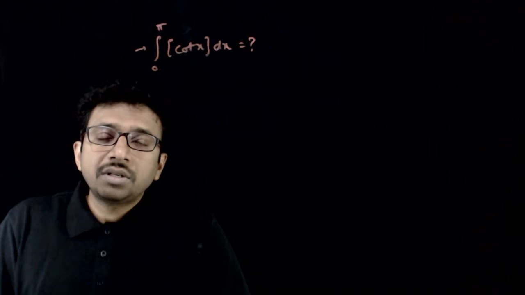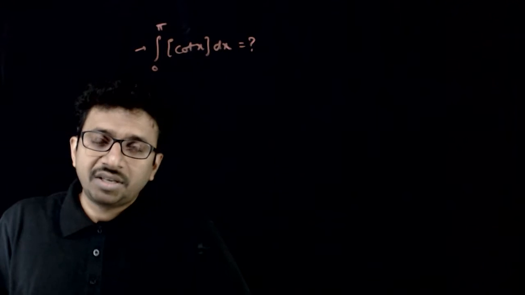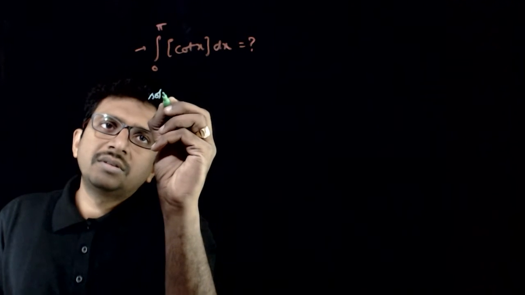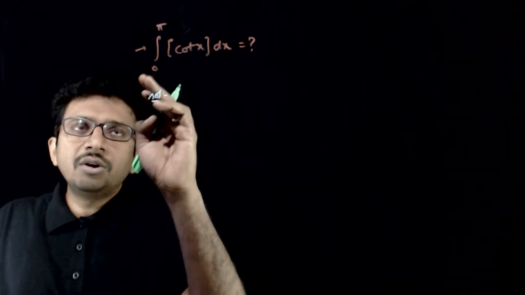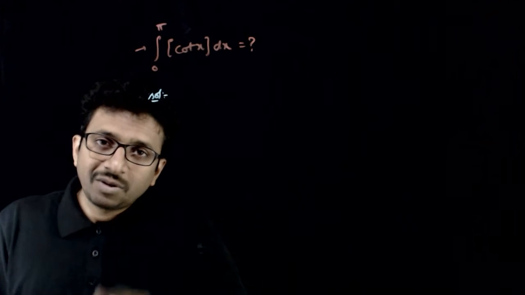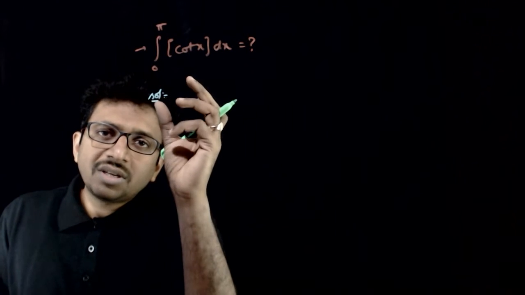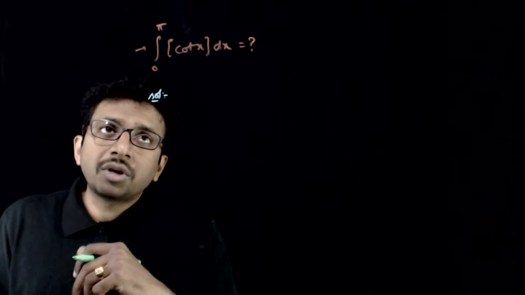So welcome students. In this question you're asked to find the integral from 0 to pi of the integer part of cot x dx. So how do we do this? Between 0 to pi you know that cot x goes from plus infinity to minus infinity, so it has a whole range of values. So we use a property of definite integral to solve this question.